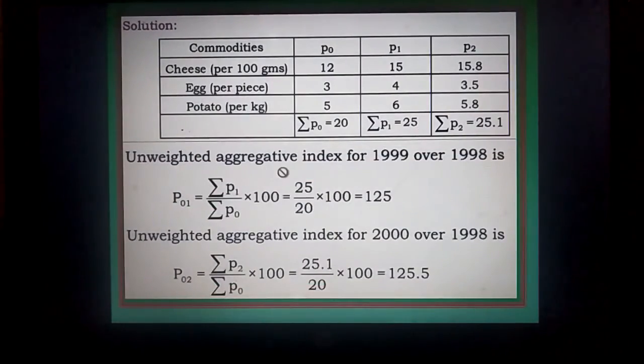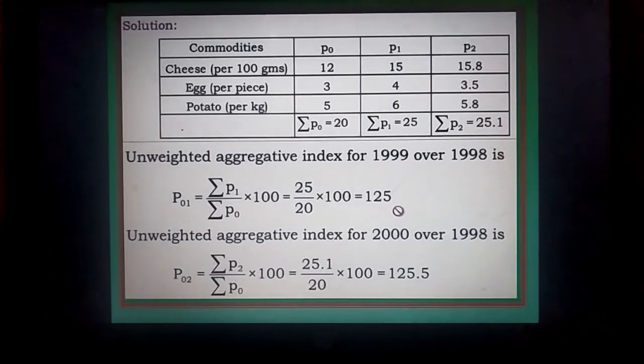So the unweighted aggregative index number for the year 1999 over 1998, that is nothing but the index number for 1999 based on the base year 1998, is P01 equal to sum of P1 divided by sum of P0 multiplied by 100. The sum of P1 is nothing but 25. Look at the cursor. Divided by sum of P0, which is nothing but 20. Multiplied by 100, that comes as the answer 125.